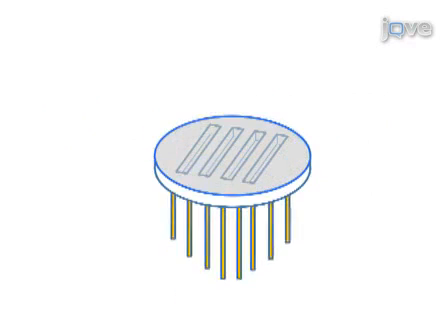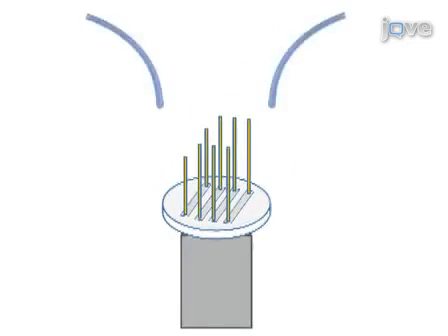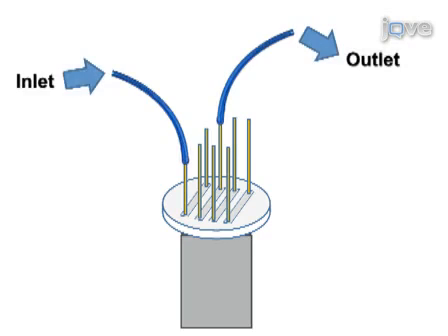The assembled cell is then mounted on the fluorescence microscope, and flexible tubings are connected to the capillaries to allow the easy exchange of solutions through the chambers.